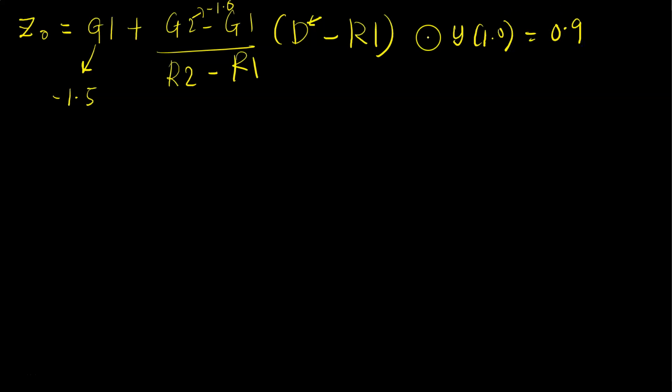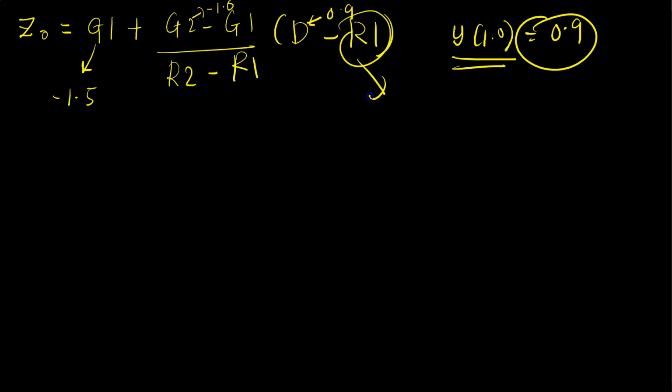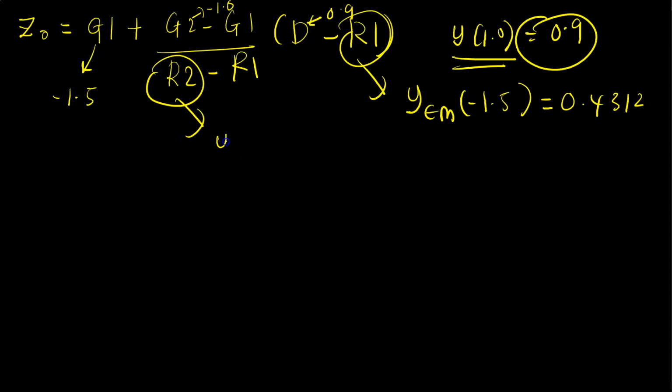The value of Y that we required is 0.9. So this one is 0.9. R1 is actually the Y from the Euler method that you estimate using Z0 equal to negative 1.5. So this one you got equal to 0.4312, and then this R2 is the Y from the Euler method by using negative 1.0. That is this one you got equal to 0.9938.